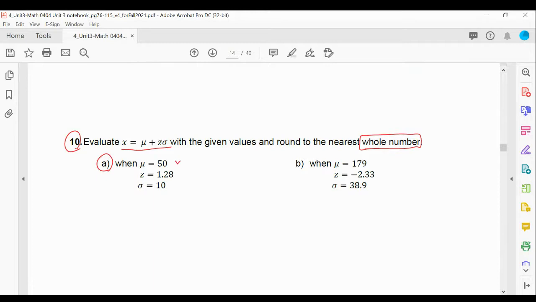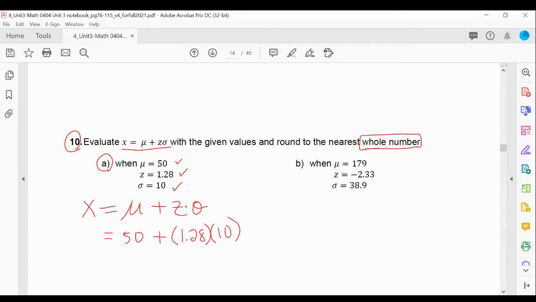So we're given the value for mu, for z, and for sigma. Let's substitute those into the equation. So I personally like to write down the equation in the order in which it's given so I know where my variables are. And I know what to substitute right underneath. So mu is 50 plus z is 1.28 times, because these two are written next to each other, I know they're being multiplied, sigma is 10.